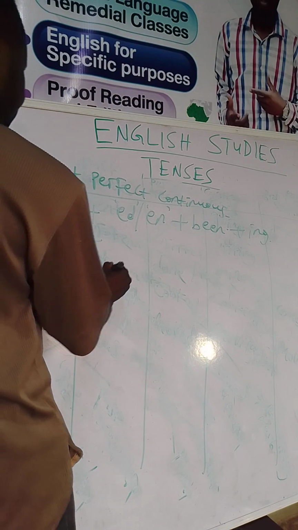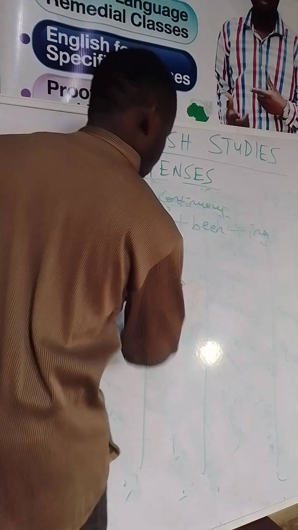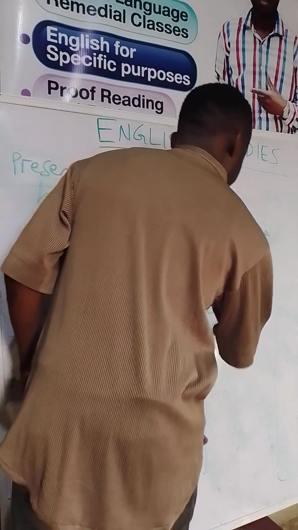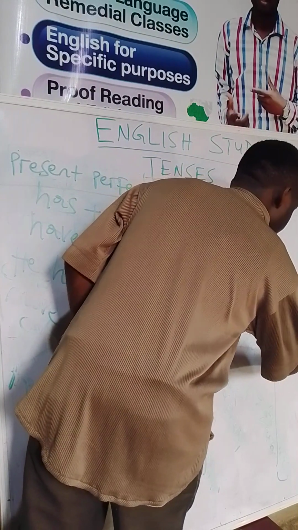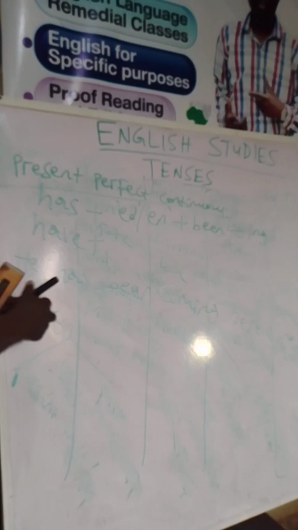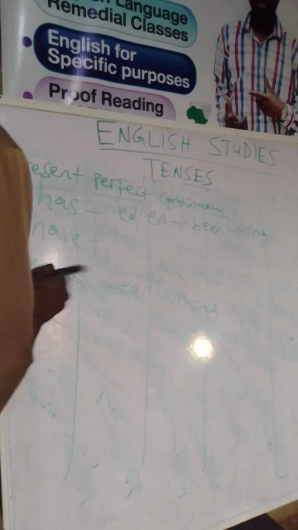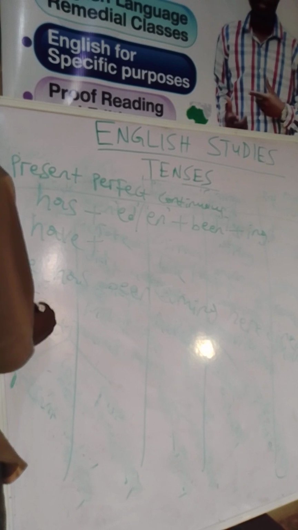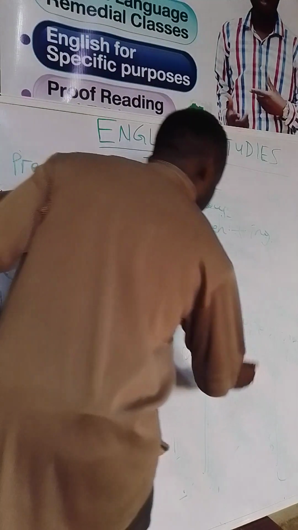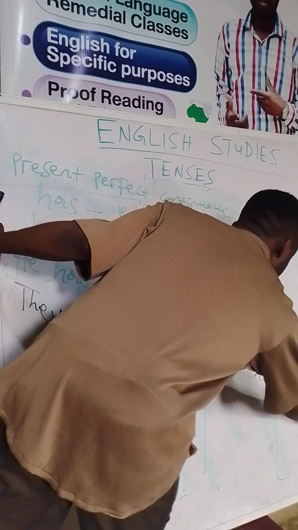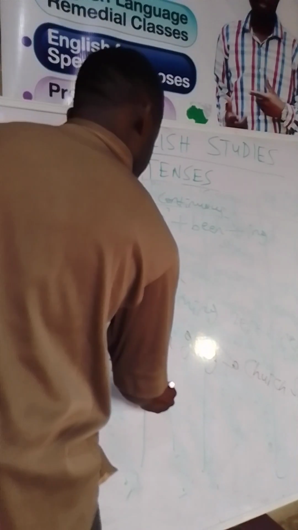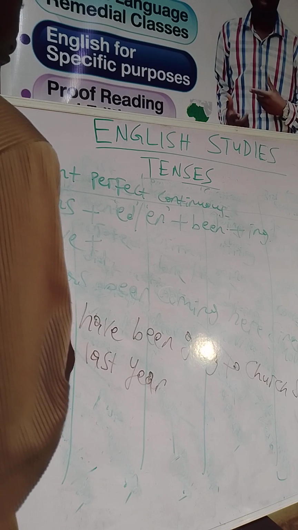He has been coming here since Monday. He has been coming here since Monday. That is present perfect continuous tense. They have been going to church since last year. That is present perfect continuous tense.